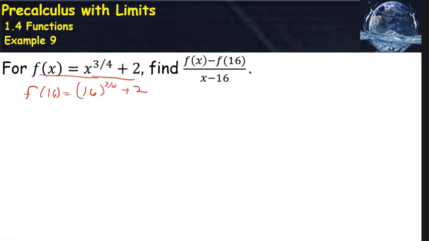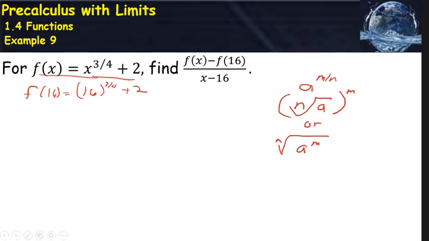Okay, so remember, when you have a fraction, so let's just say that I have some letter a raised to the m over n power. That means it's the nth root, so whatever the denominator is the root of a, and then all of that gets raised to the mth power. Okay, or you can say the nth root of a to the m.